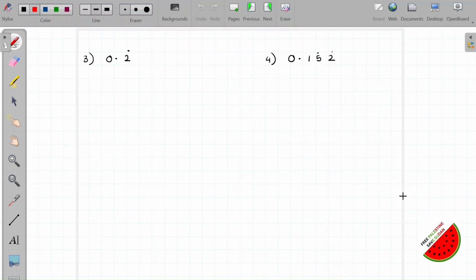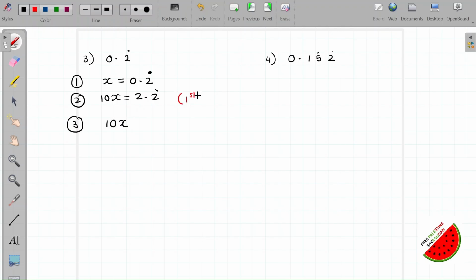Right, so we look at this again. Here I have a single recurring digit after the decimal point, so this will be just one multiplication. So x is equal to 0.2 recurring. It's just one recurring digit in the tenth place, so multiply by 10. 10x is 2.2 recurring. Third step is to do the subtraction. This is for a single recurring digit, so this is just one multiplication. And why did I multiply by 10? Because this is in the tenth place.